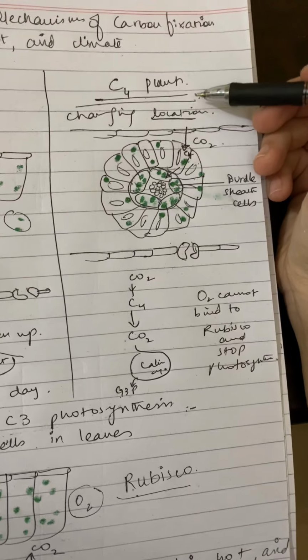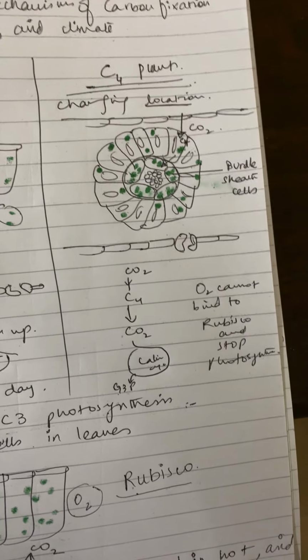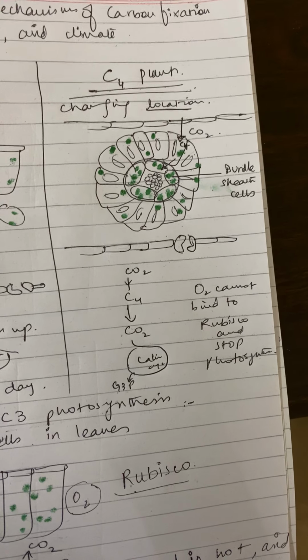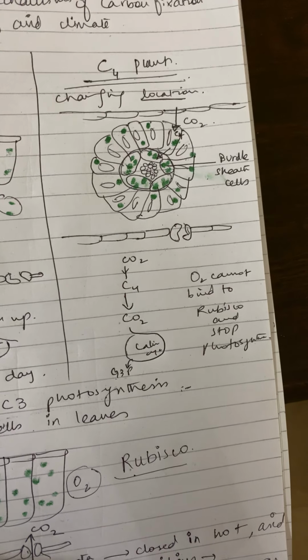Some examples of C4 plants are maize, sugarcane, and sorghum, the grass family.